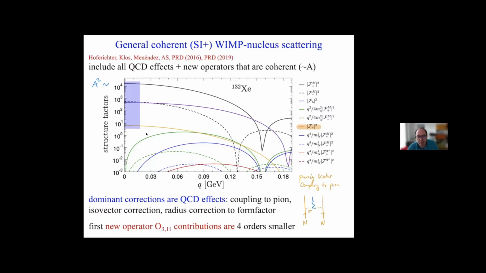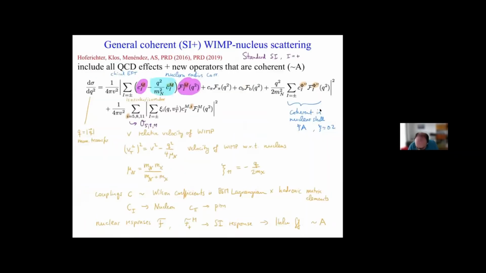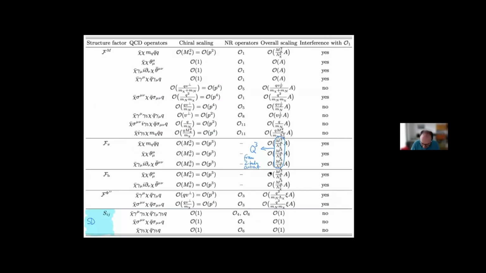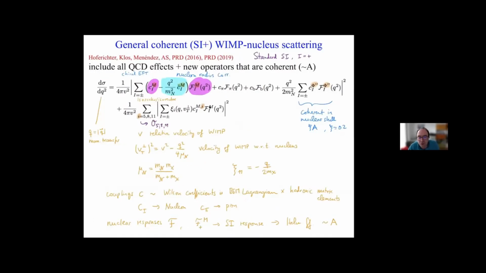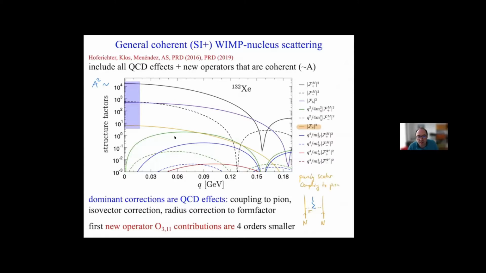After that comes the green combination, solid and dashed. These are isoscalar and isovector of q squared over 4 m pi squared. So if you go back to the table here, that's for example related to these operators here, where you have m chi, for example, right? So if you square this, it's q squared over m chi squared times the standard A squared. And so the green part here is related to O11.